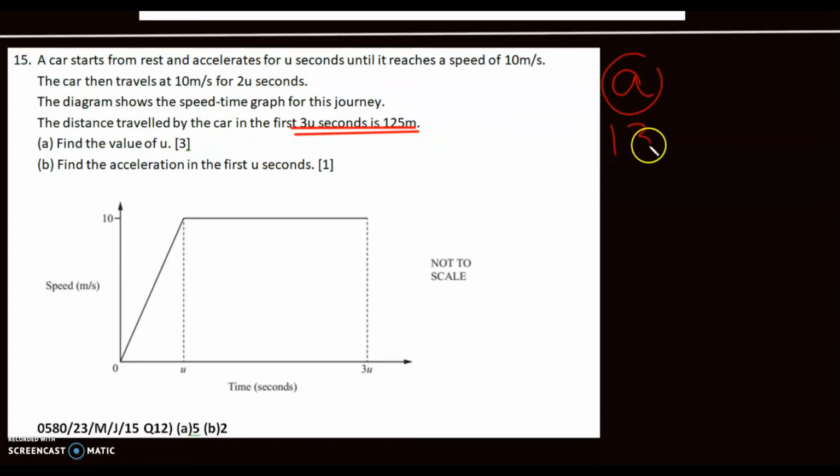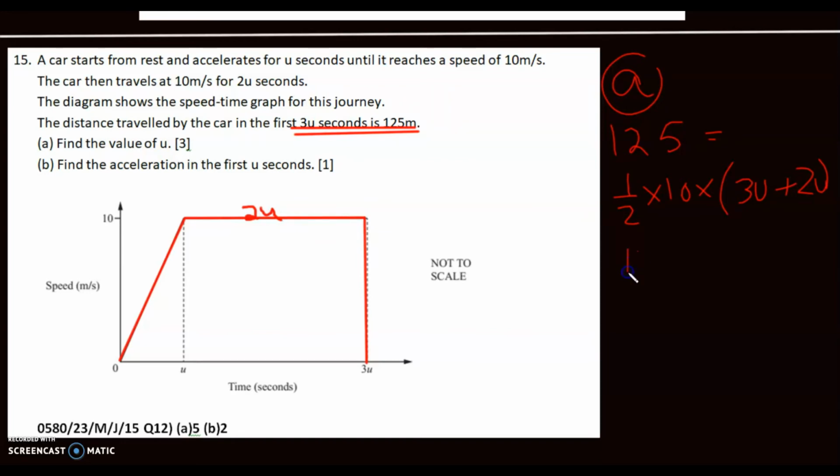So 125 equals the area under this graph, which is a trapezium. So half times height into sum of parallel sides. Half times height is 10 times the sum of parallel sides. The lower parallel side is u, the upper parallel side is 2u. This side would be 2u because it's 3u minus u. Okay, so from this we'll find the value of u.